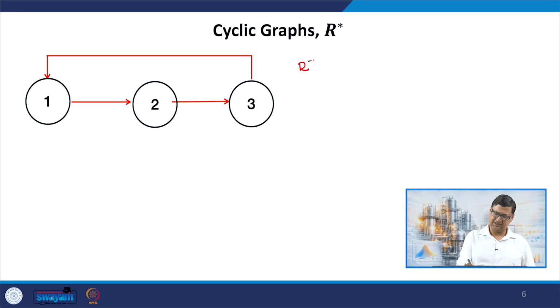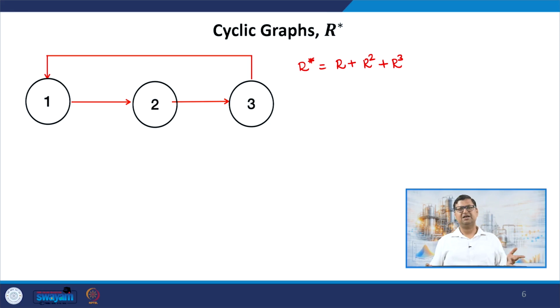So R star is going to be R plus R square plus R cube, and maybe we can stop here because R to the power 4 is same as R. And as we have seen, if I add the same matrix to itself, the Boolean math gives me the same matrix. R plus R is equal to R. So R to the power 4 is equal to R. So therefore, there is no point adding it. R to the power 5 is equal to R square. So no point adding it, and so on.